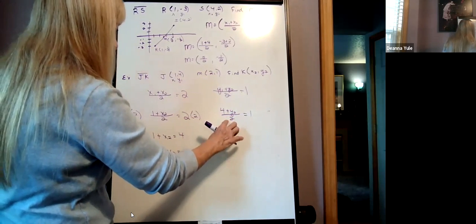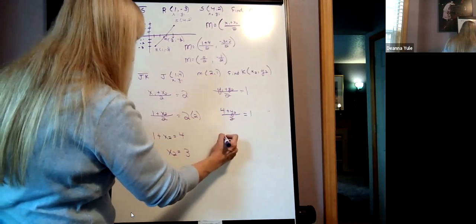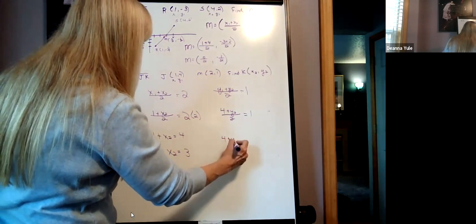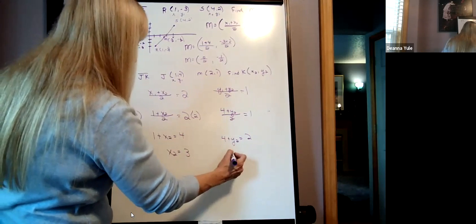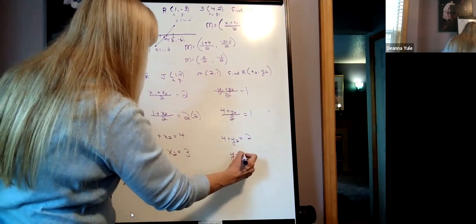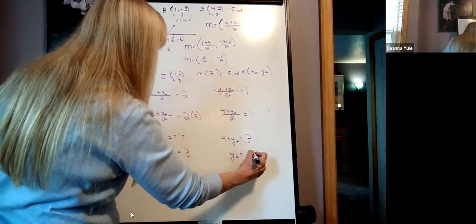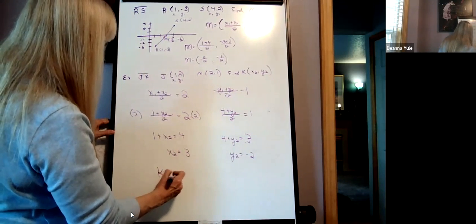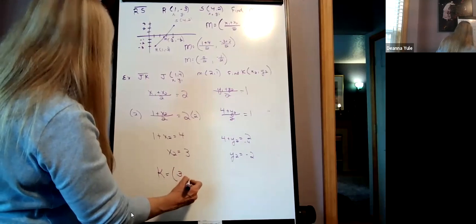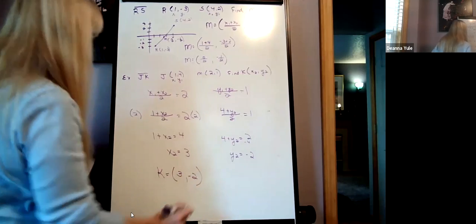Here, I'm going to multiply both sides by 2, and I get 4 plus y squared is equal to 2. Subtract 4, and I get y squared is negative 2. So I'm saying that my point K is going to be 3, negative 2.